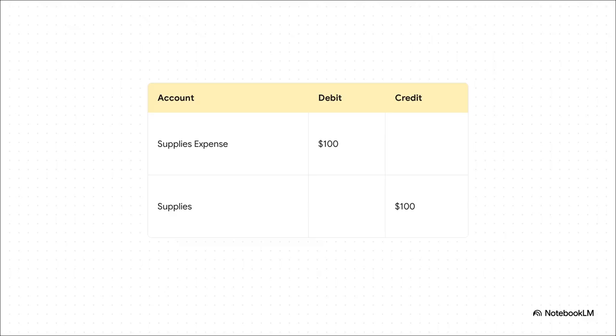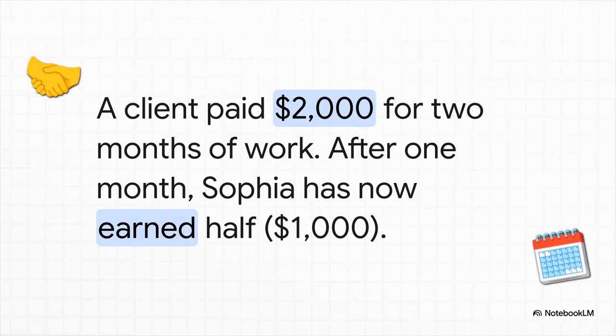And at the same time, we credit or decrease her supplies asset account by $100. Boom. The expense is now perfectly matched to the period where the supplies were used. Okay, here's another deferral, but this time from the revenue side of things.